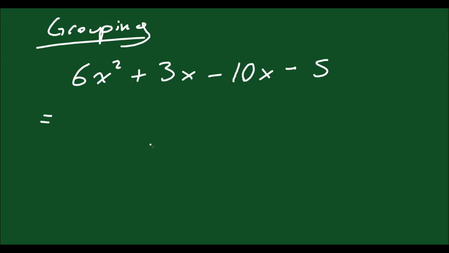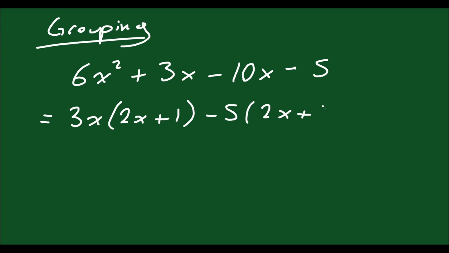These first two terms, I think the greatest common factor is 3x, because then you'd be left with 2x plus 1. And with these two terms, it looks like you can factor out a negative 5, and you'd be left with 2x plus 1.